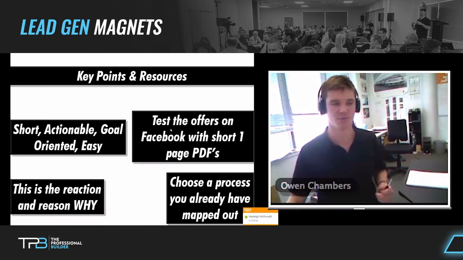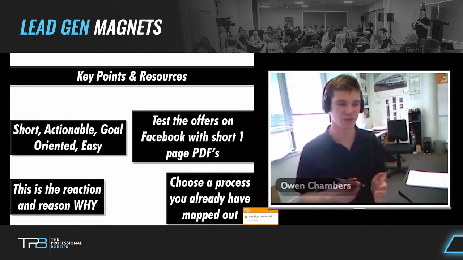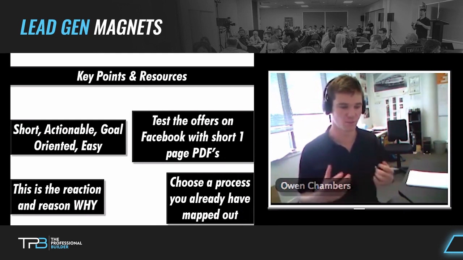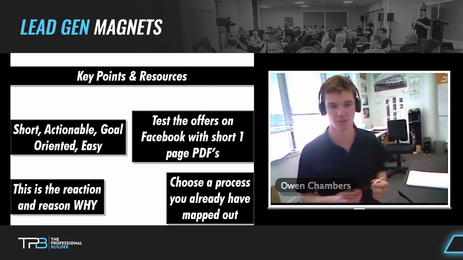So to recap on a few of these points, we want to make our offers short, actionable, goal-orientated, and easy to do. This is all about the why. This is about the reaction and the reason to get in touch. And I would choose a process to bulk out that you already have. So, for example, it might be your sales process, and you can bulk that down into like 5 points potentially.